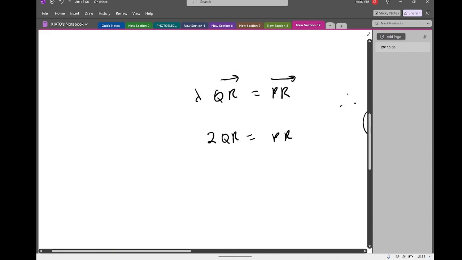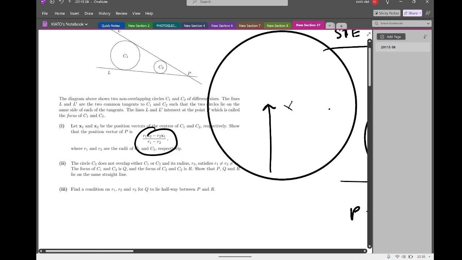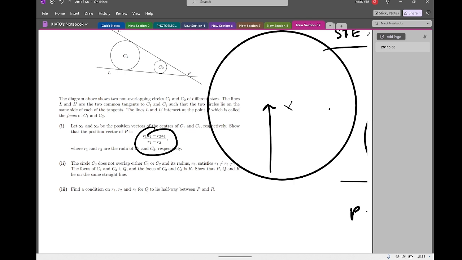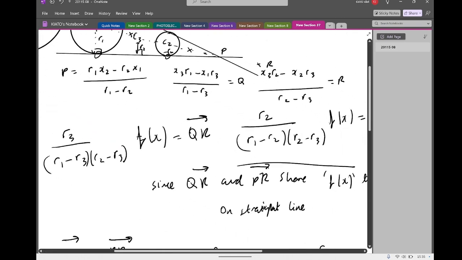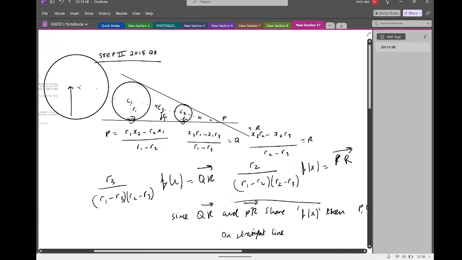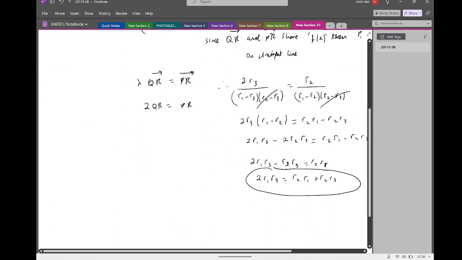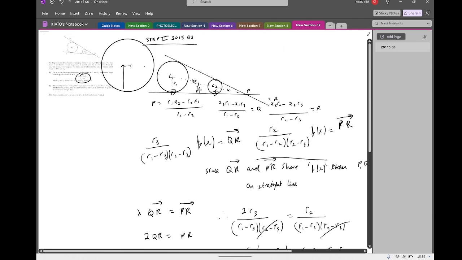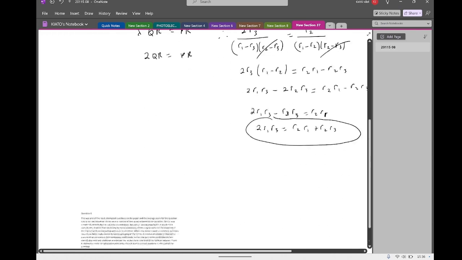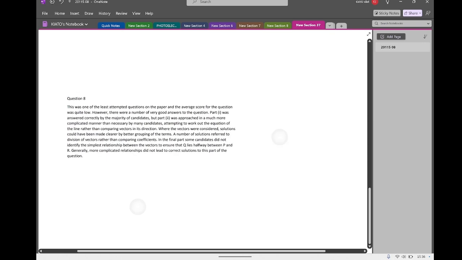It does, like, if you look at this, you're like, what the hell is happening? What the hell is this? And also, if you can't get part one, you're cooked, right? You can't get part two and part three because they follow from the same sort of concept, because you need to find Q and R, right? It's one of those step questions where part two and part three aren't accessible without part one. Part one was answered correctly by the majority of candidates.